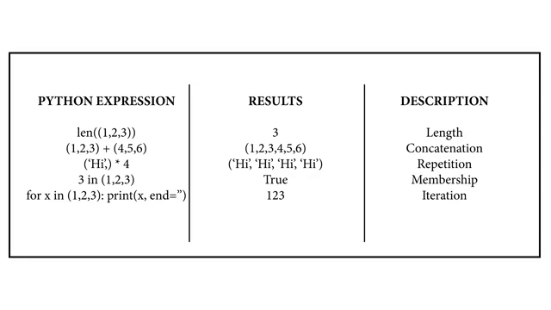And it is an example of membership. And for the last one, we have for x in tuple (1, 2, 3): print x, end equal to quotation marks. And the result must be 1, 2, and 3. So notice that this is an example of an iteration.